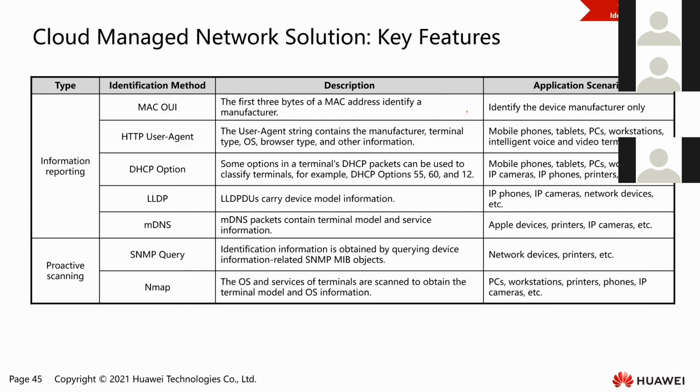Another thing is the DHCP option. As you know, different vendors use different DHCP options. For example, on Huawei we have DHCP option 148, and other vendors may use DHCP options 50, 55, 60, and 12. So from the DHCP option, we are able to know which vendor this device belongs to.